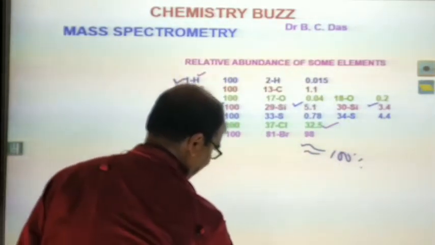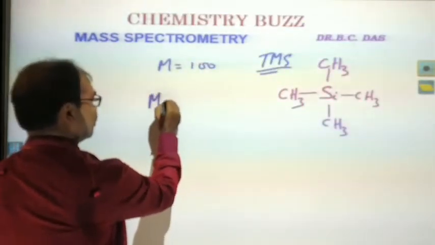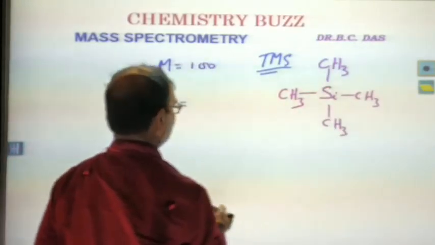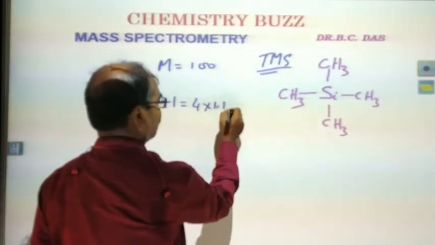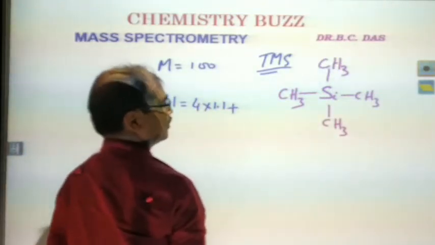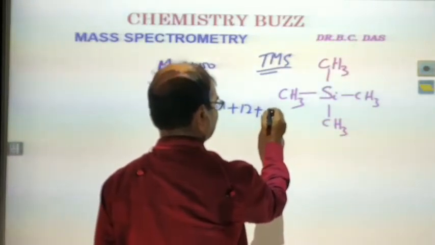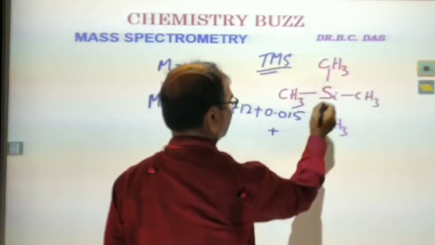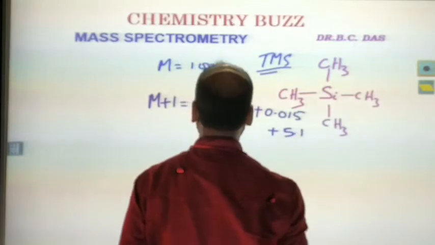Okay, so now we will calculate the M plus 1. For M plus 1 we will see there are 4 carbon atoms, so 4 into 1.1, plus 12 hydrogen atoms, 12 into 0.015, plus 1 silicon atom, that is 5.1.